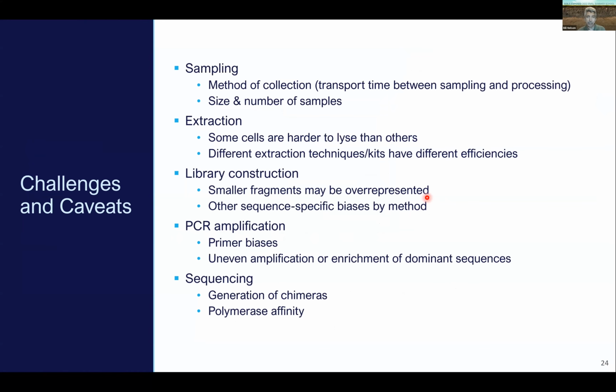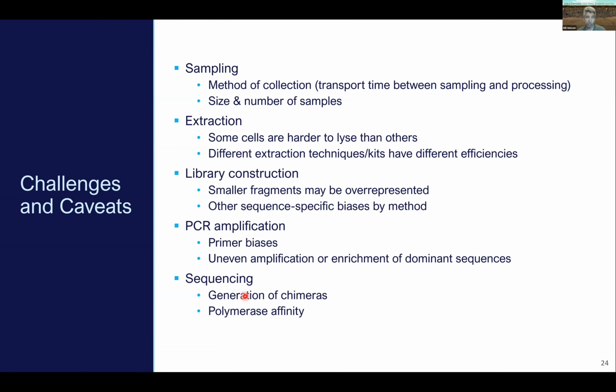Library construction. If you happen to be interested in having a variety of insert sizes, like I said, normally these days you're fragmenting your genomic DNA down into about 300 base pairs, but there might be reasons that you're interested in having a variety of insert sizes. That can be advantageous when you're doing some assembly. If you want to go from contigs to scaffolds, having different insert sizes for your library can be useful. In library construction, you can get smaller fragments overrepresented because the ligation efficiency winds up being higher for those. And there may be other sequence-specific biases.